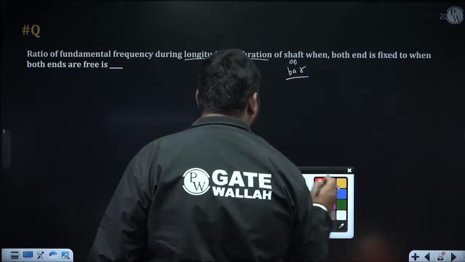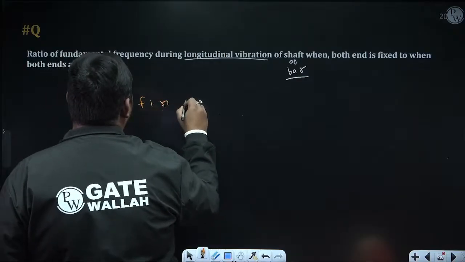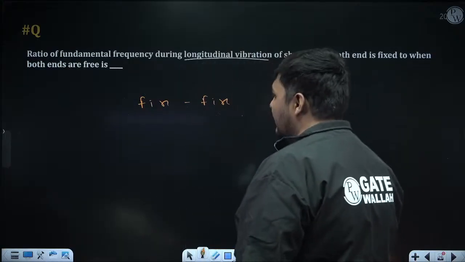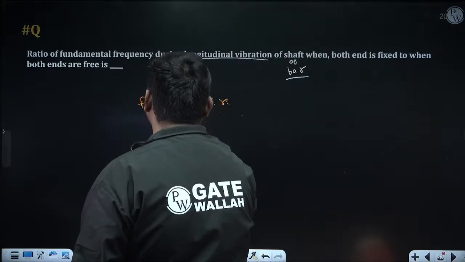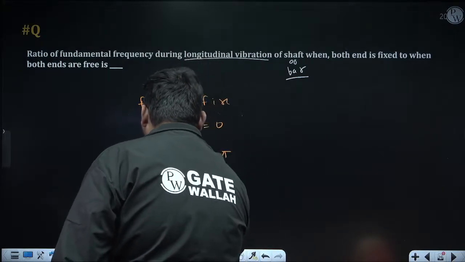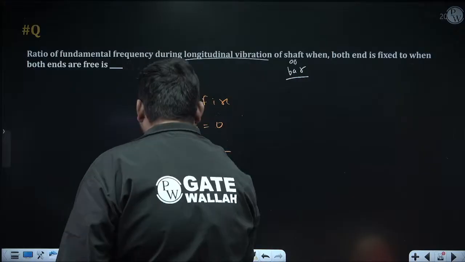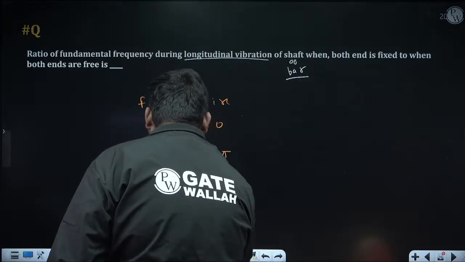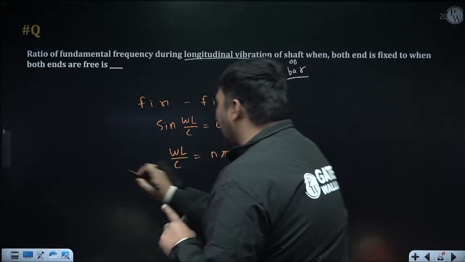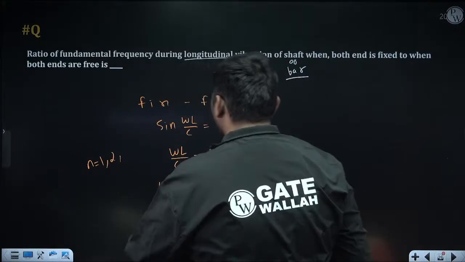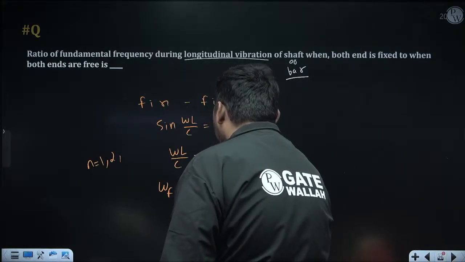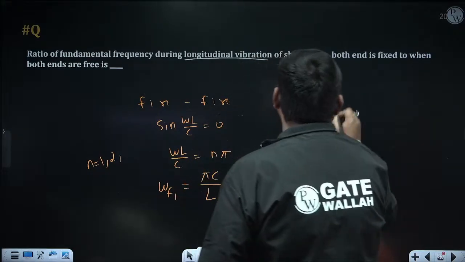So see, when both ends are fixed, in that case what will be the frequency of the fundamental mode? In this case the frequency equation is sin omega L by C equal to 0, meaning omega L by C equals n pi. Suppose I refer to this case as case 1. So I refer to the frequency of the fundamental mode as omega f1, f for fundamental mode, 1 for case 1. For the first non-zero frequency, here n starts from 1. So omega L by C equals pi, and omega will be pi C by L. Equation 1. Now the second case is free.